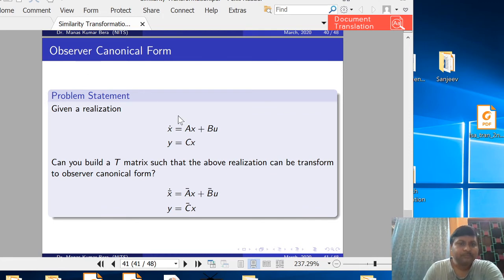Now, the same thing: we have a realization. Can we build a T matrix such that the above realization can be transformed to observer canonical form? And here it will be x bar, mind that.